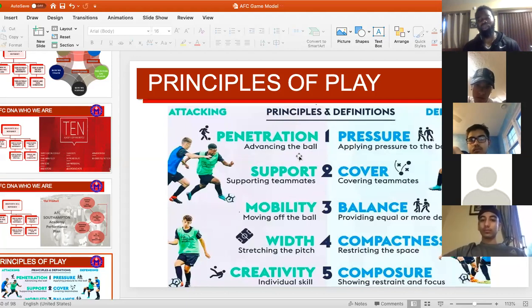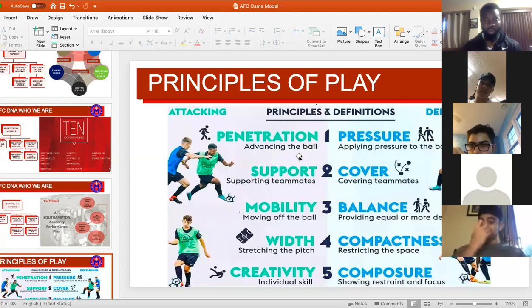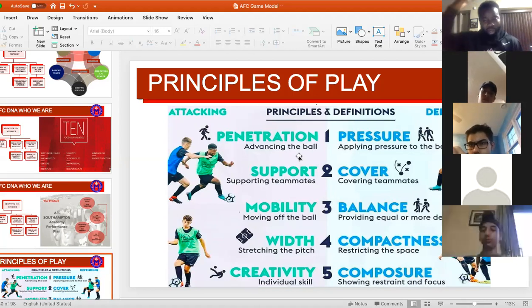So we've got attacking principles and defending principles. When you're attacking, you want to penetrate. That means advancing the ball. You want to support. That means supporting your teammates. You want to have movement, mobility, so you want to move off the ball. You want width. You want to stretch the pitch side to side. You want to be creative, right?